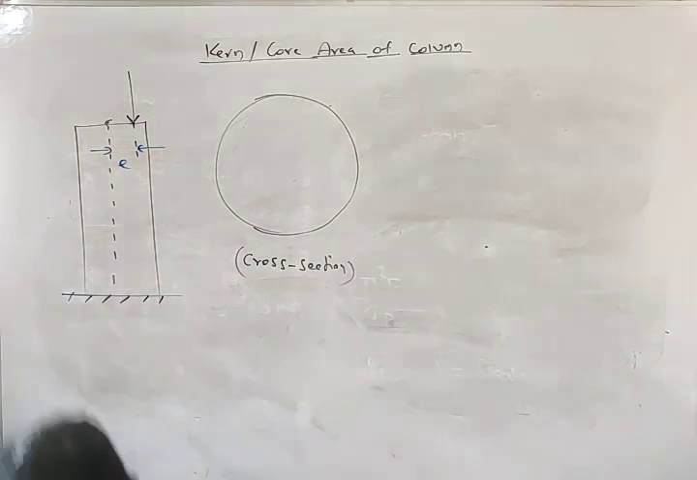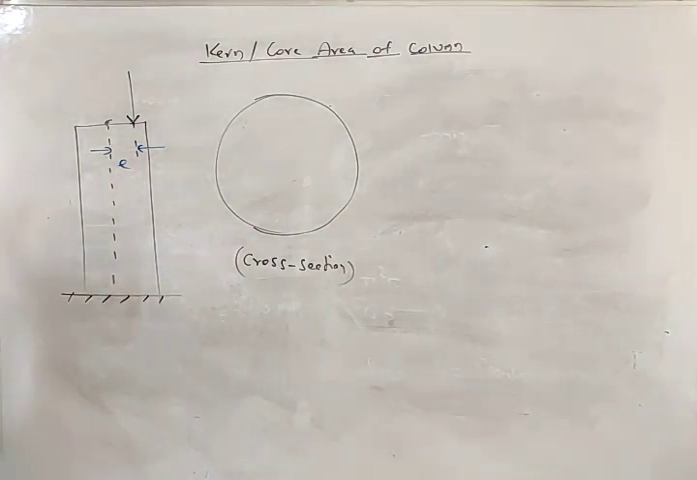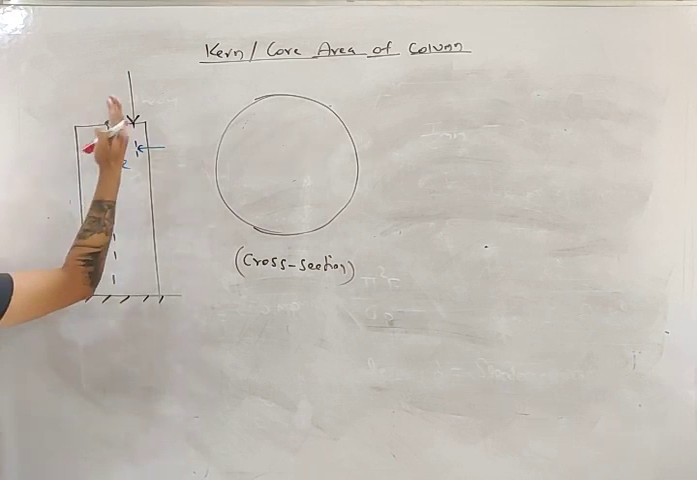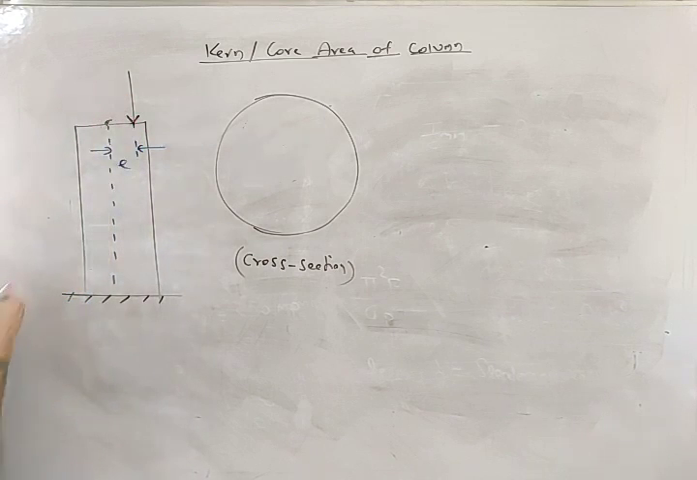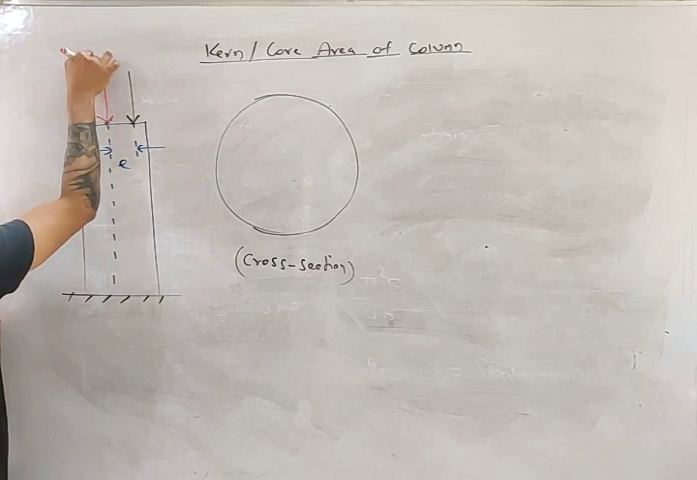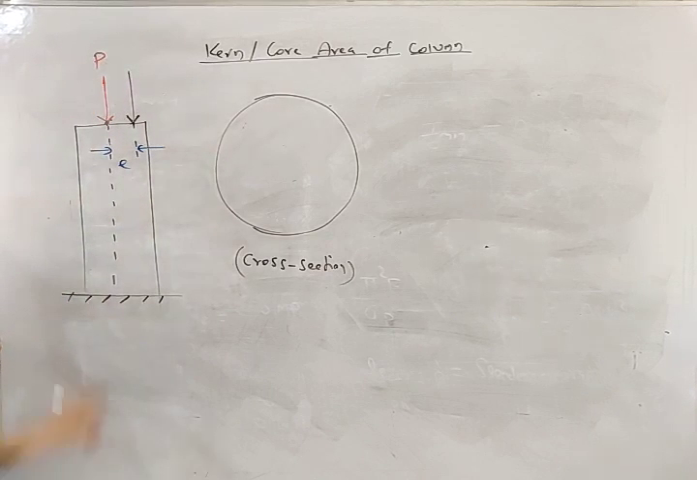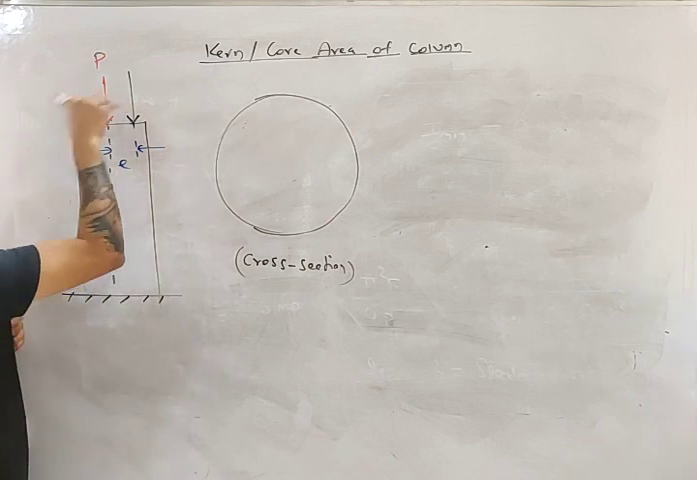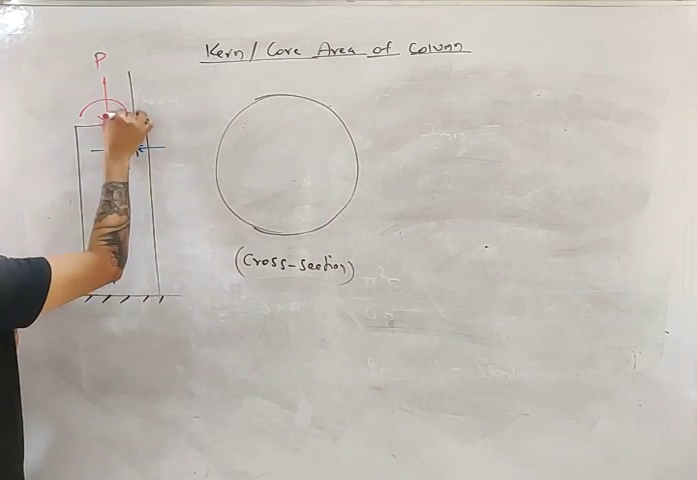So what will happen in this problem, my friend? If the load is not acting at the centroid, what will you do? You will transfer this load to the centroid. If you transfer this load to the centroid, what will you get? You will get a load P and a moment P into E.